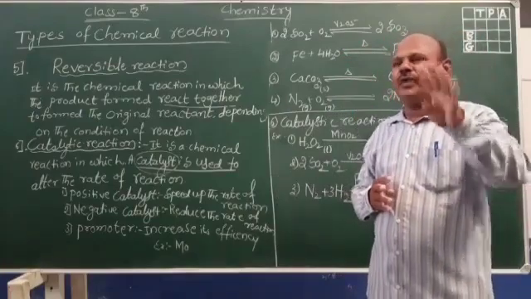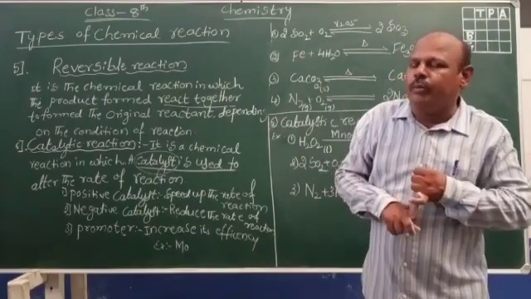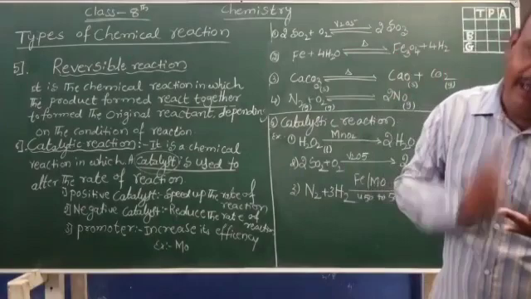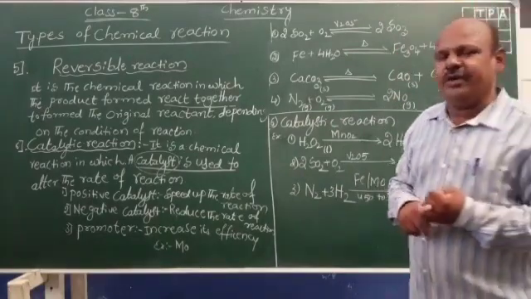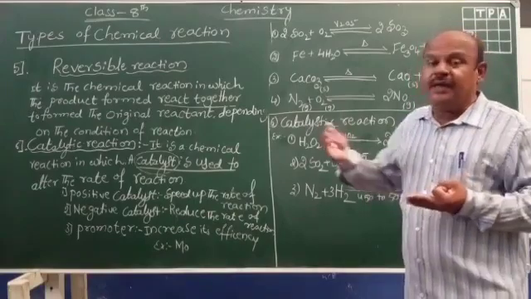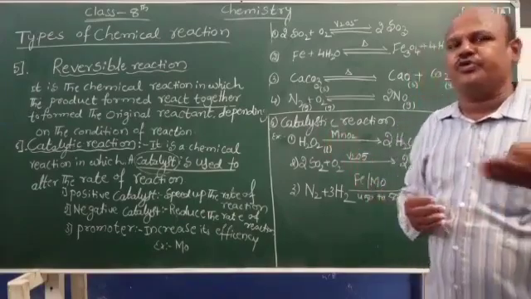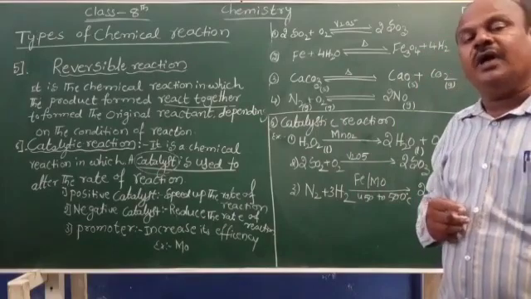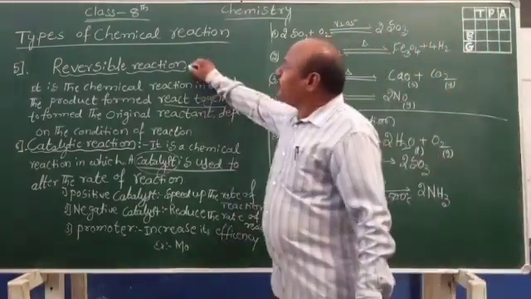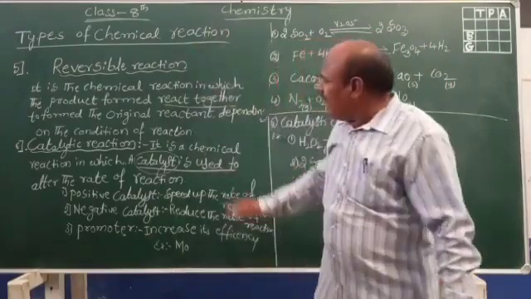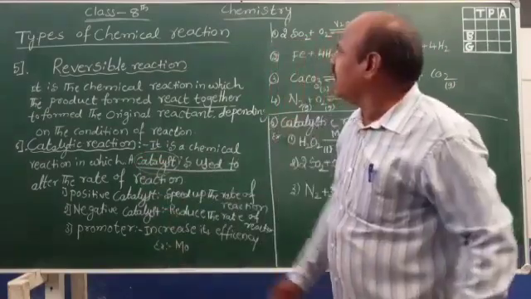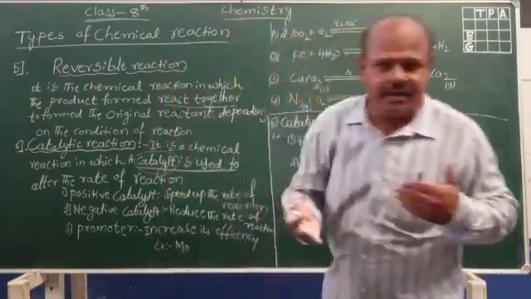There are 4 types of chemical reaction: direct combination reaction, also known as synthesis reaction; second, decomposition reaction; third, displacement reaction, also known as substitution reaction; and fourth, double displacement reaction. Today we are discussing the fifth one, the reversible reaction, and the sixth one, the catalytic reaction. In these two, what is a reversible reaction?